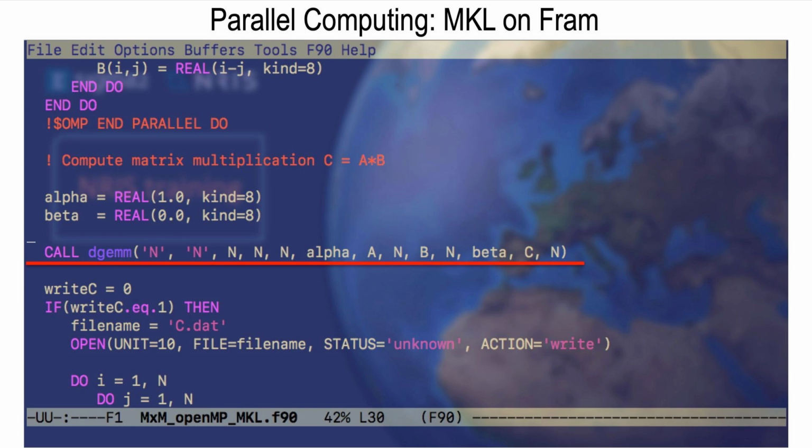The MKL routine DGEMM is called with inputs as specified in the documentation. The first two string variables, both containing the letter n, indicate that no operations should be performed on matrices A and B. The variable n represents the dimension of the matrices. It is coincidental that the variable name n for the matrix dimension matches the letter n in the first two string variables.